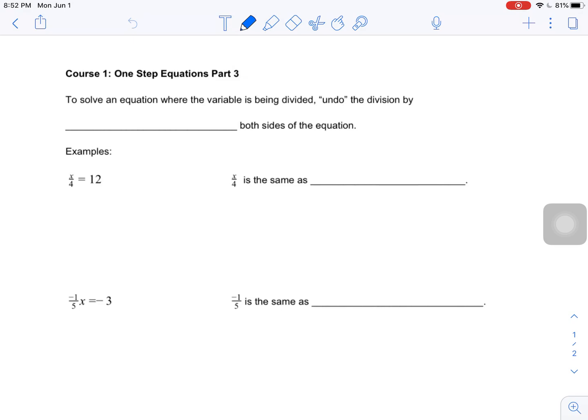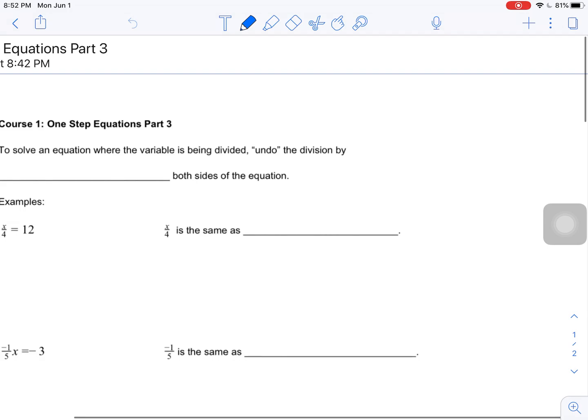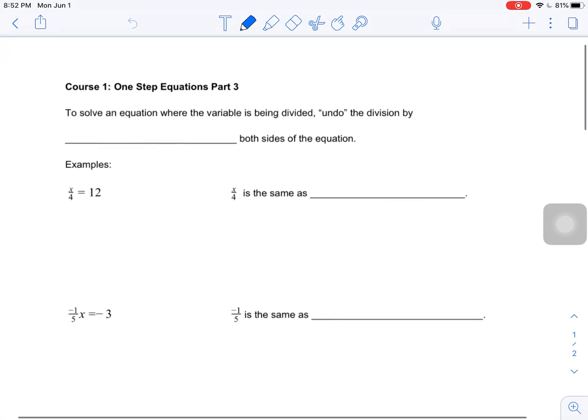So to solve an equation where a variable is being divided, undo the division by multiplying both sides of the equation. So we're going to look at a simple example of that, and then we're going to look at a couple of problems that have things that you need to watch out for with division equations so you don't get tricked by it. So we're going to look at a couple of extra problems so you can see, well, if it looks like this, what do I do? So the way we undo division is by multiplying. So multiplying both sides.